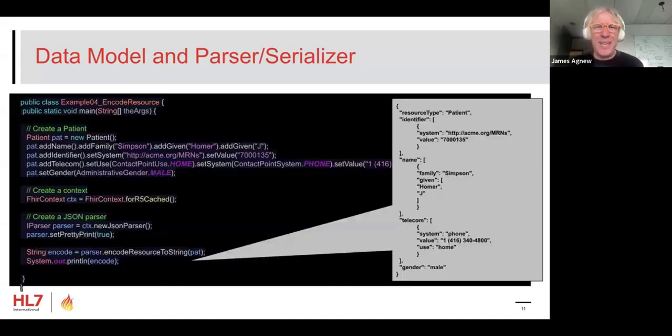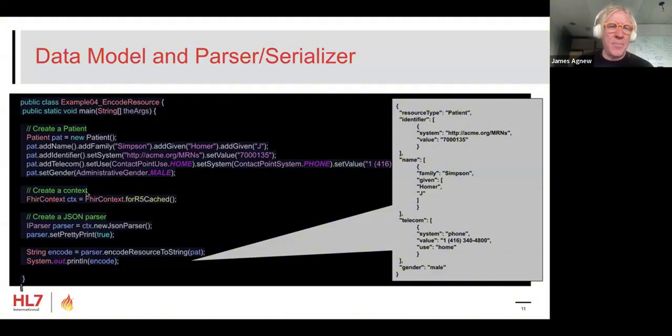This is the only code snippet I'm going to show you today, because the point today is not to do deep dives into code, but this is a simple example of using our data models. You can create classes, you can populate them with data, you can use our parser to serialize them, and this is a really simple code snippet example that hopefully is fairly self-explanatory in terms of how you would use our library to create a FHIR object and then serialize it into its wire format.